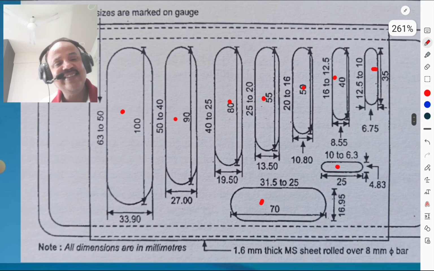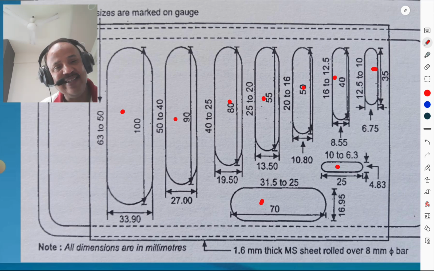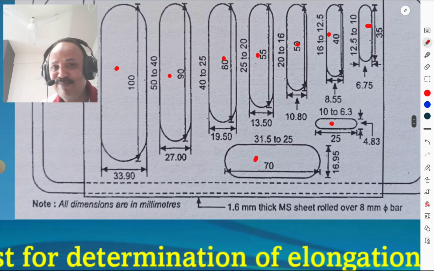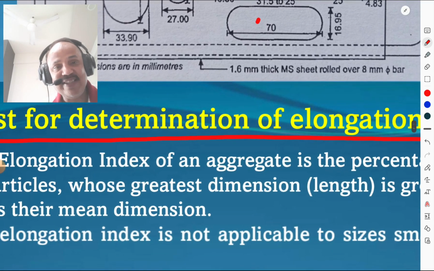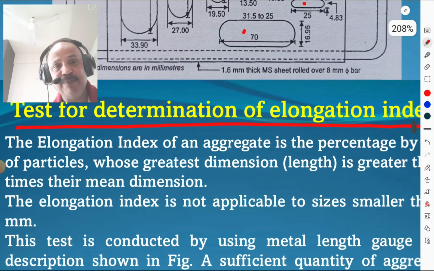एक 100चा आहे, एक 93चा आहे, एक 80चा आहे, एक 55चा, एक 50चा, एक 40चा, एक 35चा आहे, एक 70चा, एक 25चा आहे. ओके. आणि त्याची विड्थ जी आहे ते 33.90, 27, 19.50, 13.50, 10.80. त्या व्हॅल्यूज लक्षात ठेवा. फिगर काढावं लागतील परीक्षेला. You must remember all these diagrams.